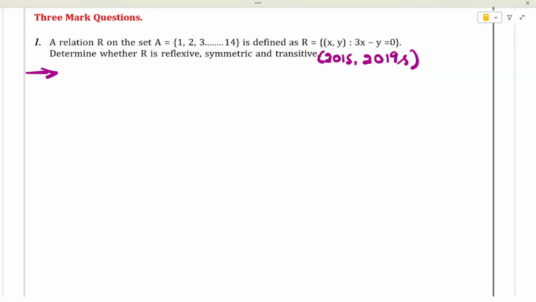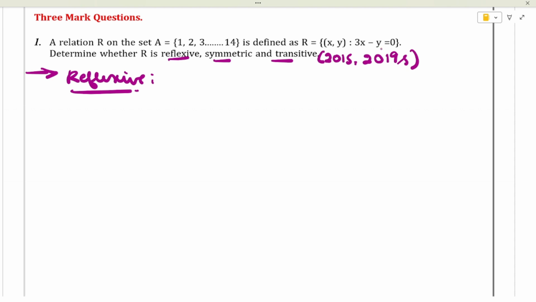Let's see what question they have given. They have given a set from 1 to 14 and the relation R is xRy if 3x minus y is equal to 0. We have to show that it is reflexive, symmetric and transitive. Now, first we will show whether it is reflexive. To show this, first we will consider the set.